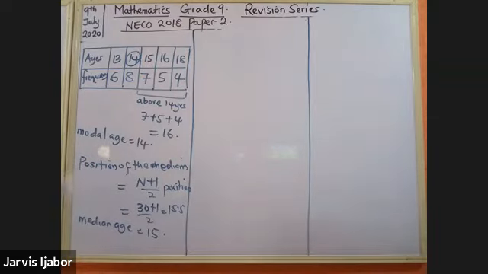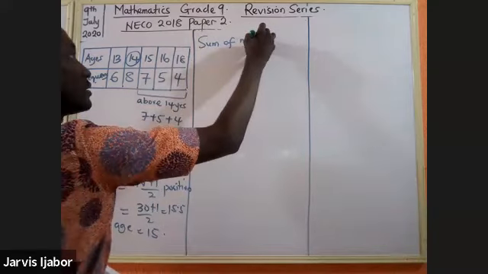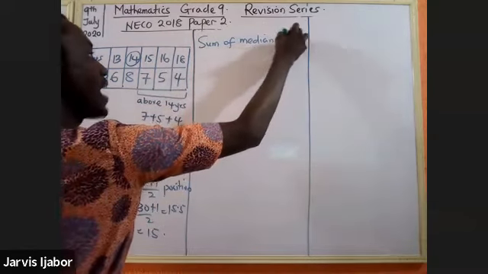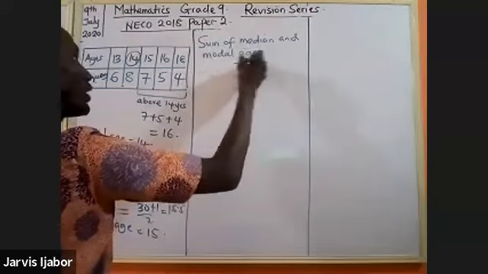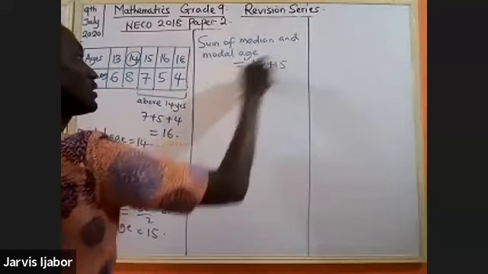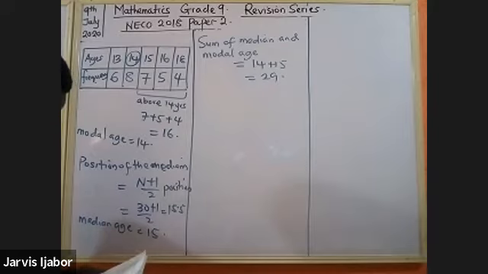So they said find the sum of the median and modal age. That will be equal to 14 plus 15, and that is equal to 29. So that will be 29 years.